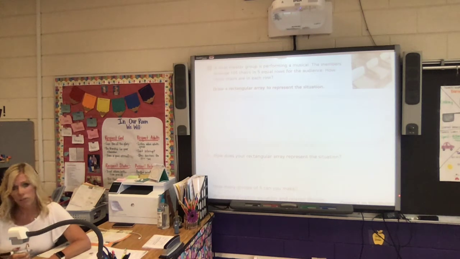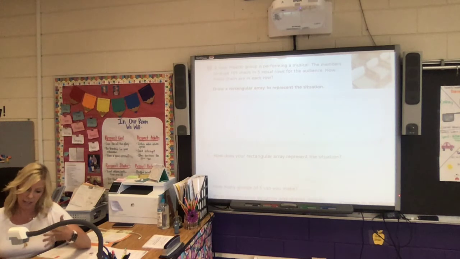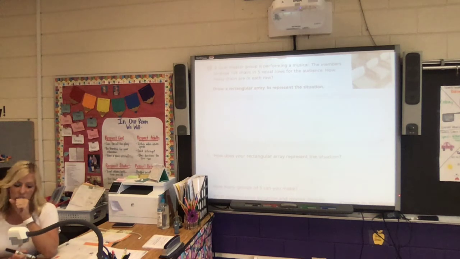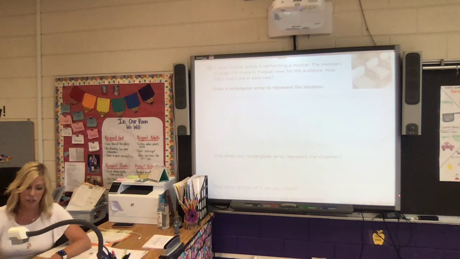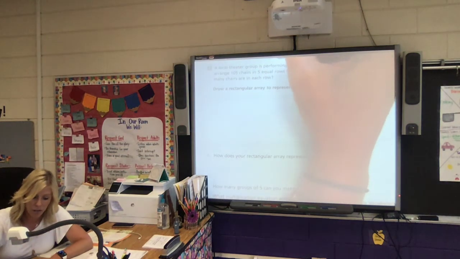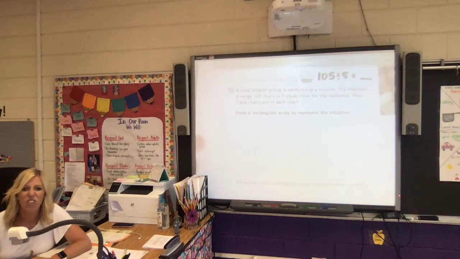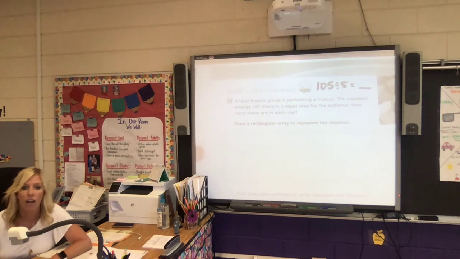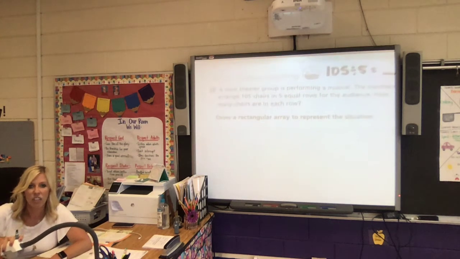One thing I would like to do is think about what this division problem may be. I know I've got 105 chairs, and it says I'm putting them in 5 equal rows. So I could write 105 divided by 5, and I'm going to find my answer. Can you guys see that? So all I did was write 105 divided by 5.